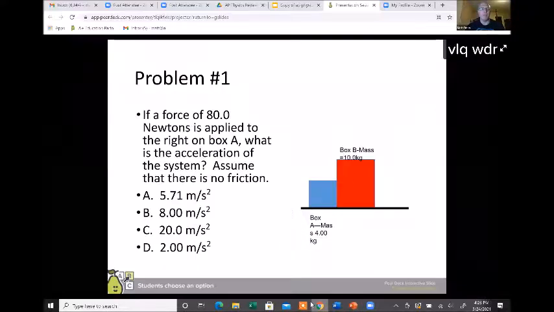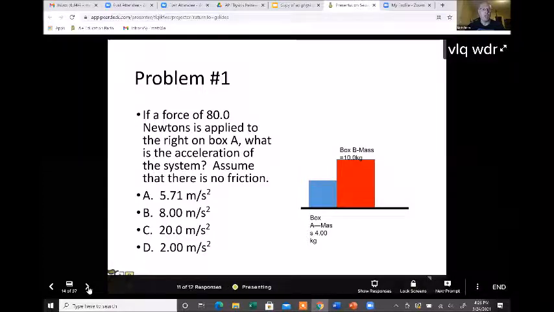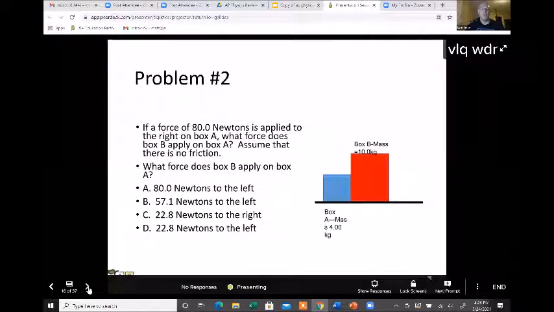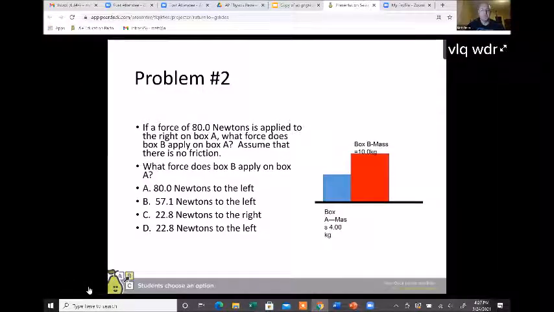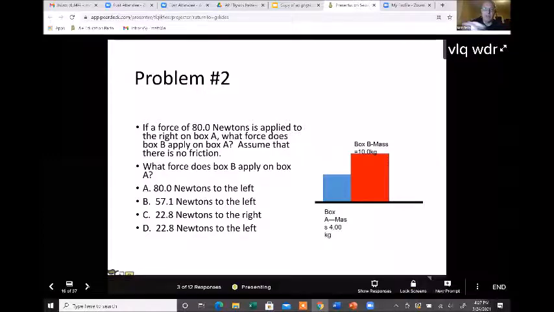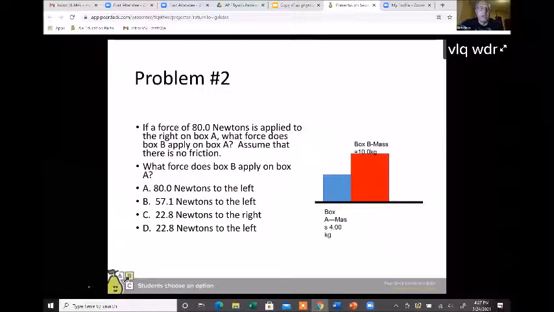All right, let's jump back to the Pear Deck screen now. Here's problem 2. Same scenario, same boxes. Most everything about this problem is the same as 1, but it asks a slightly different question. So take a minute and try to answer question 2. Go ahead and input your answer. Remember that we found the acceleration in the last problem to be 5.71 meters per second squared. You're going to need that to work out this problem.